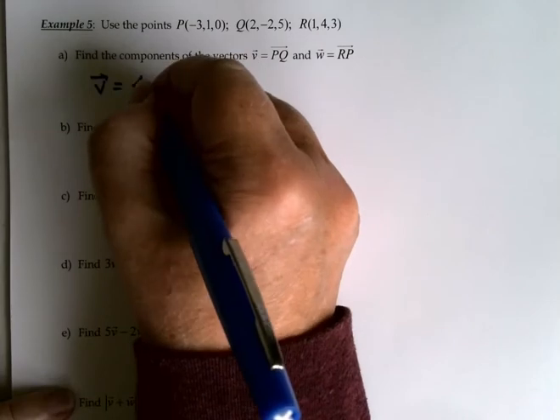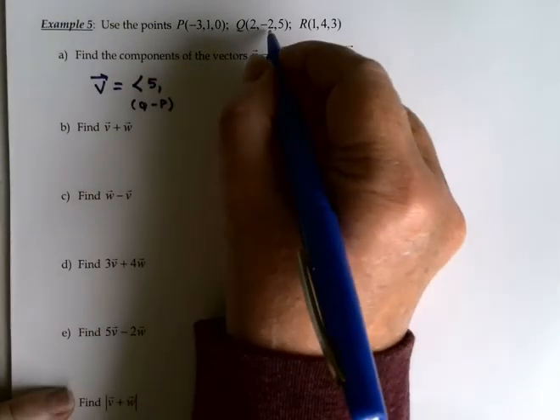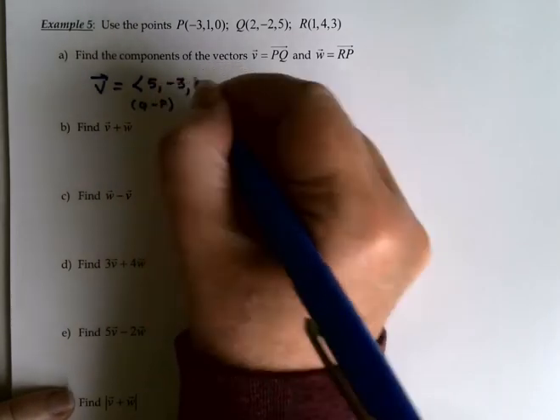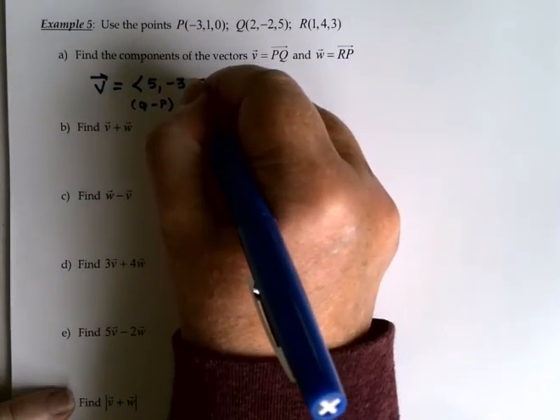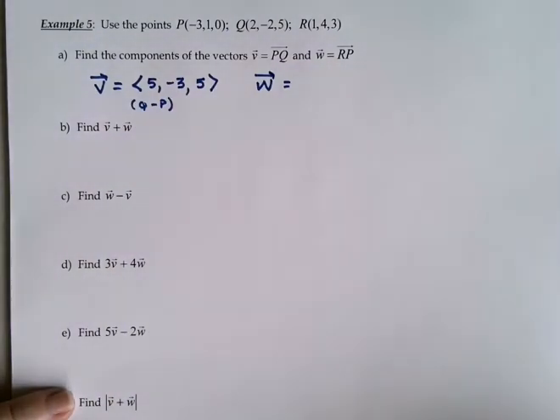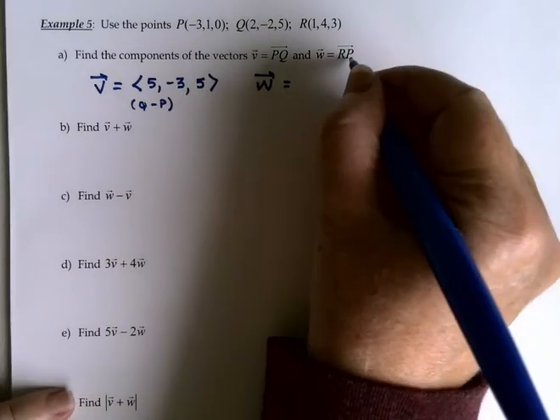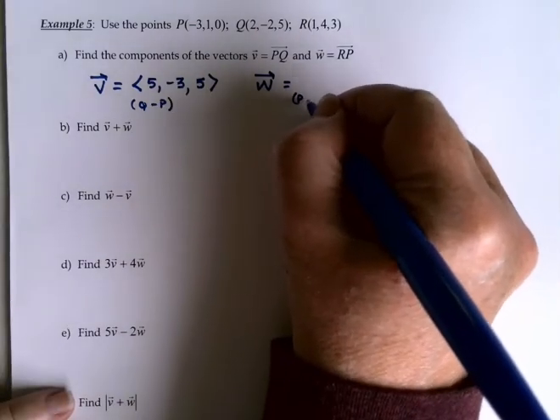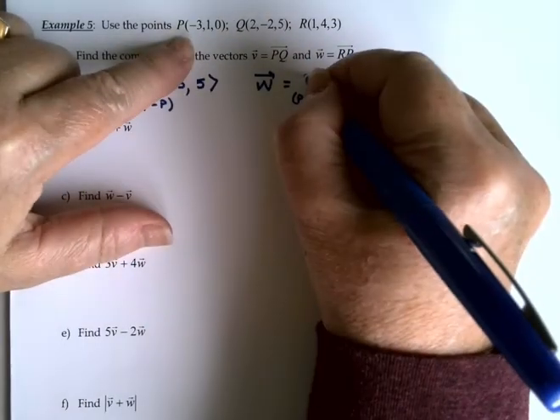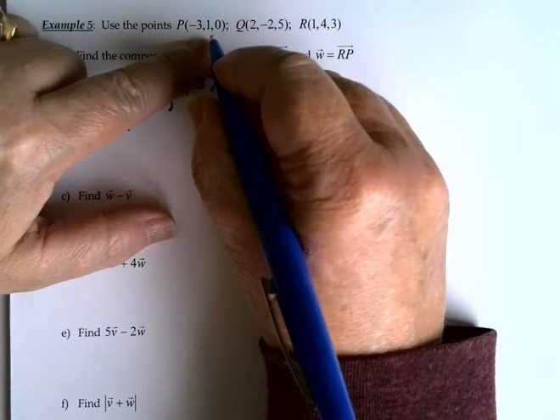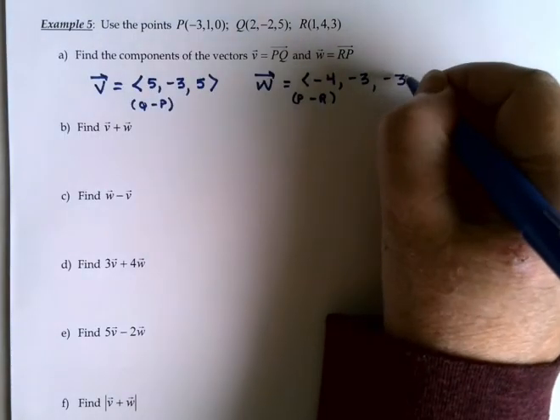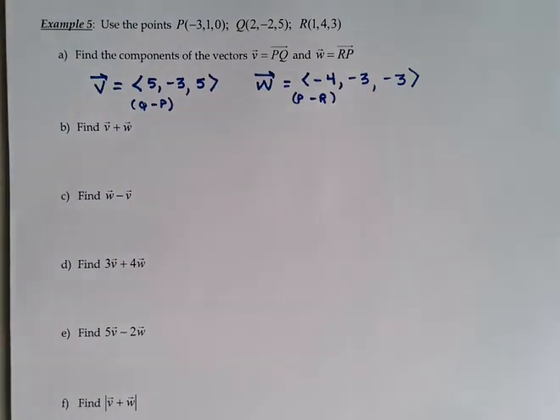Two plus 3 would be 5. Negative 2 minus 1, negative 3. And 5 minus 0 is 5. W is RP. So again, terminal minus initial. I want to go P minus R. Negative 3 minus 1 would be negative 4. 1 minus 4, negative 3. And 0 minus 3 is also negative 3. So there's V and W.